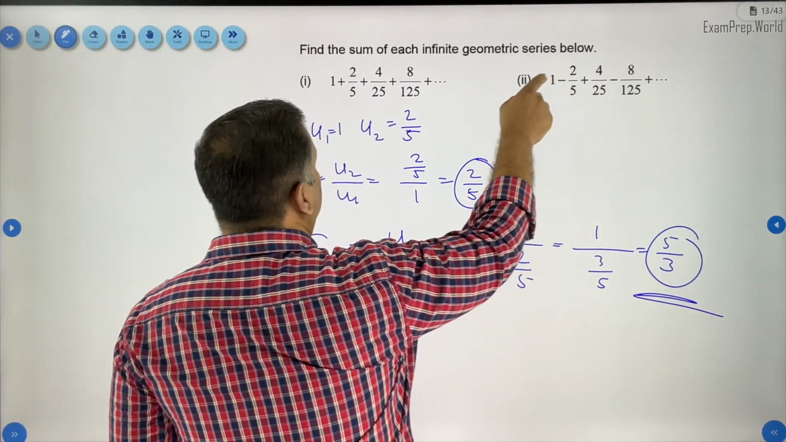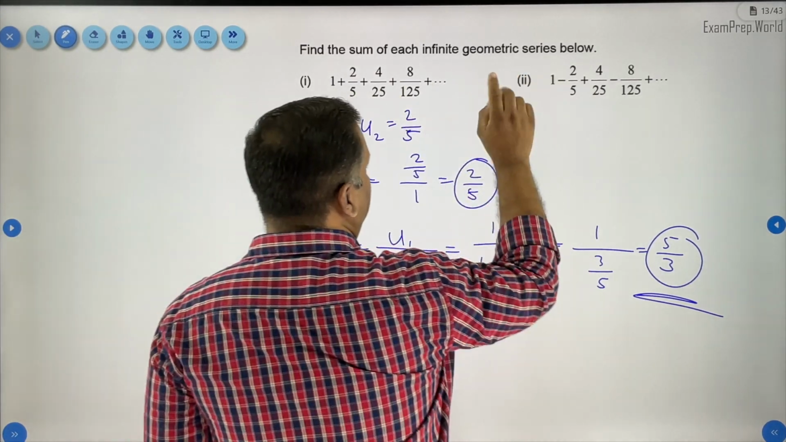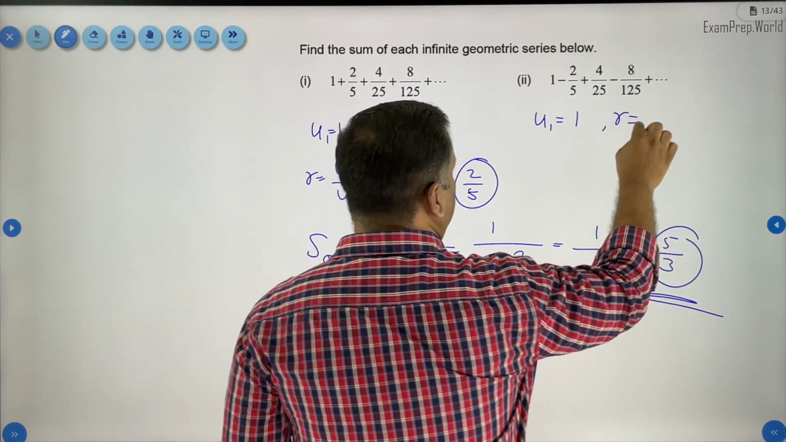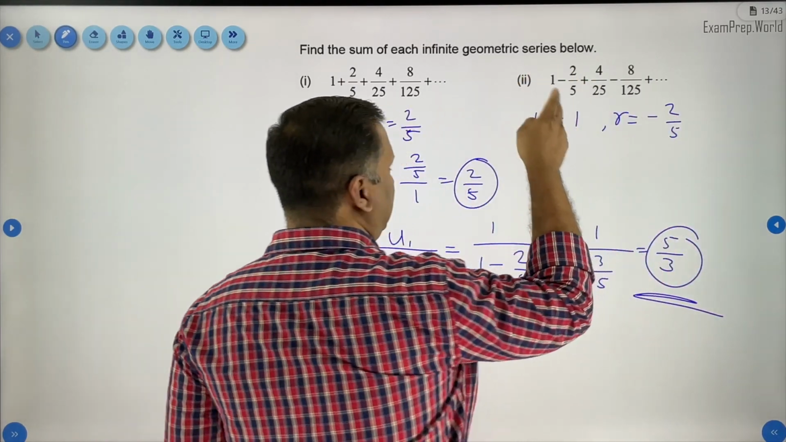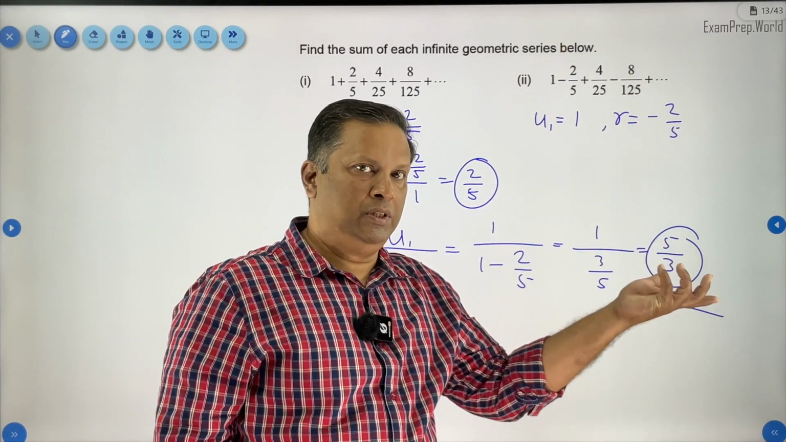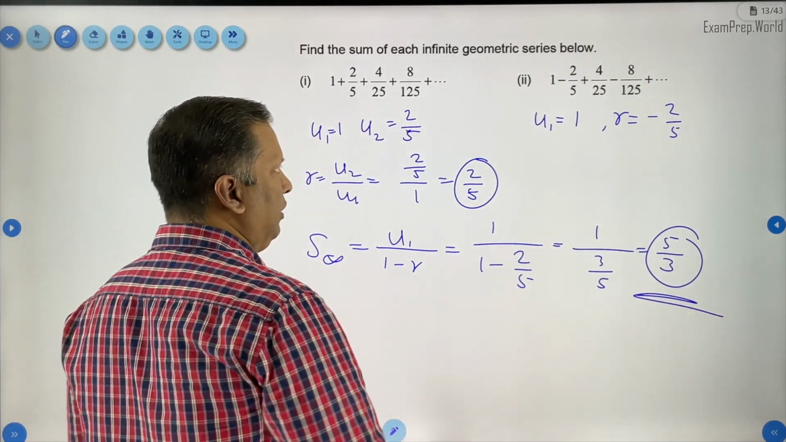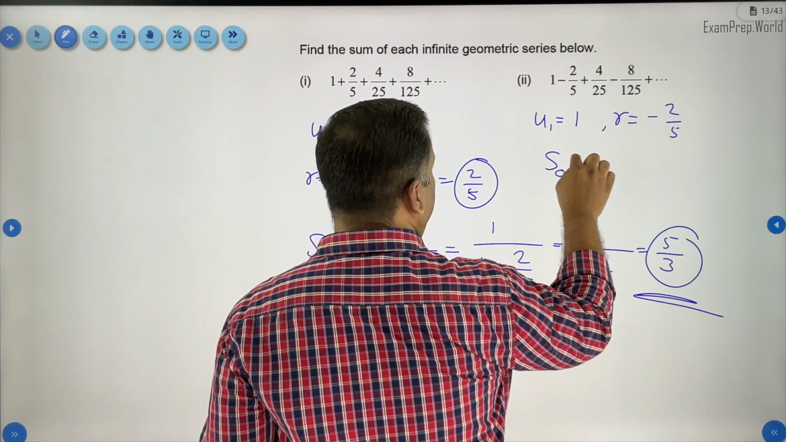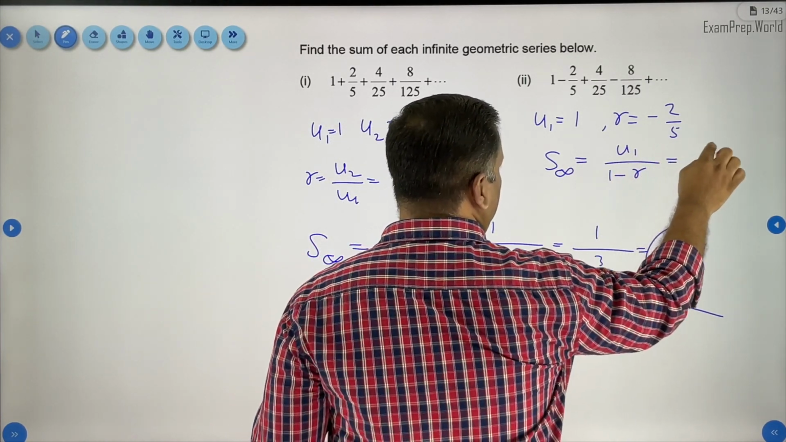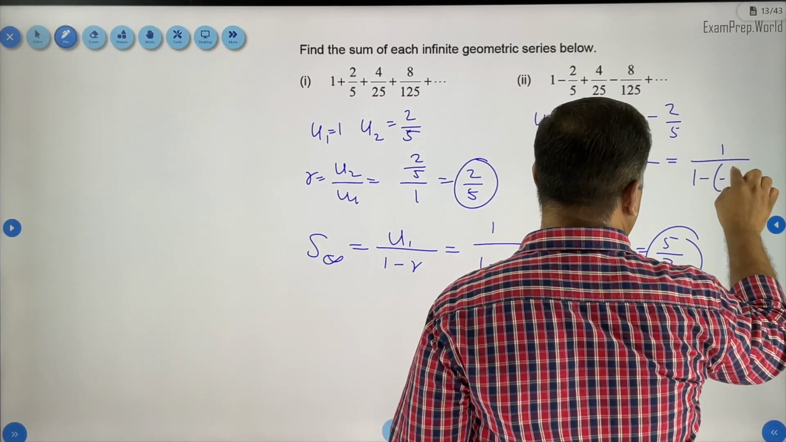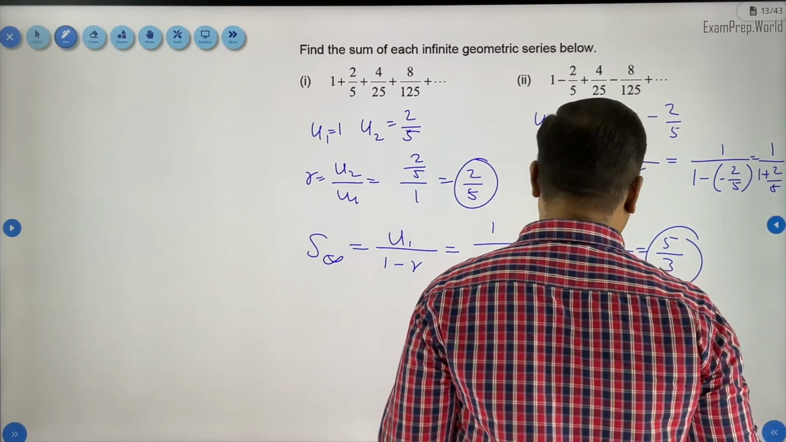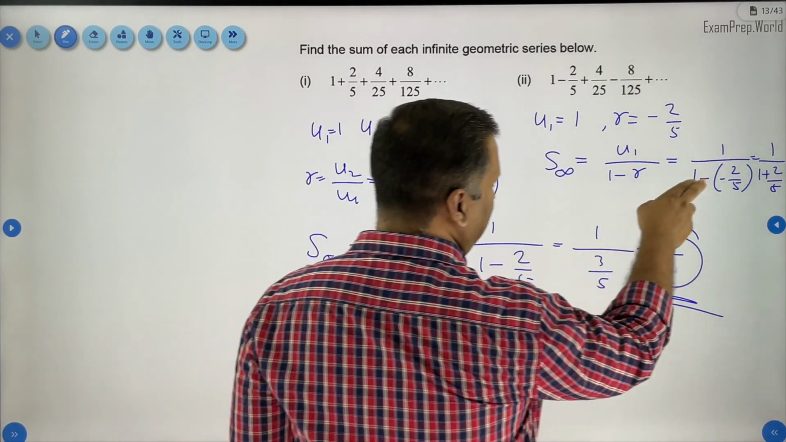Let's find r. It's basically the same thing you see, but it's negative. So u1 is 1 and r is negative 2 by 5, because the second number is a negative number, the third number is also a negative number. Negative divided by positive is negative. So r is negative 2 by 5. So here S infinity will be equal to u1 by 1 minus r. Same formula. 1 divided by 1 minus of minus 2 by 5, which is 1 divided by 1 plus 2 by 5. Here it was minus, here it has become plus.